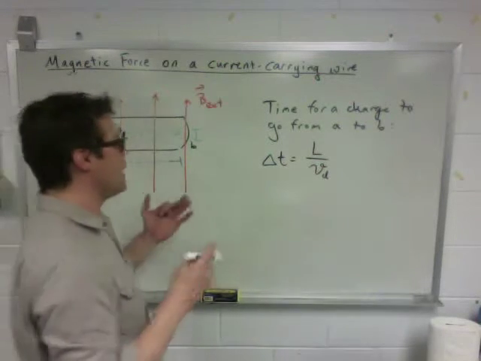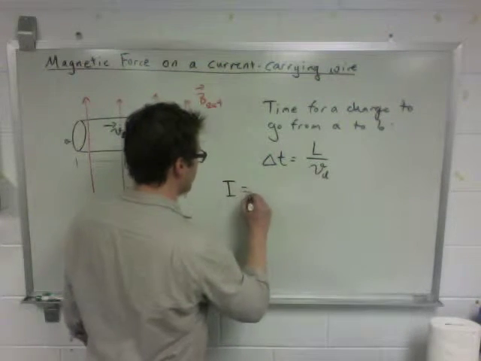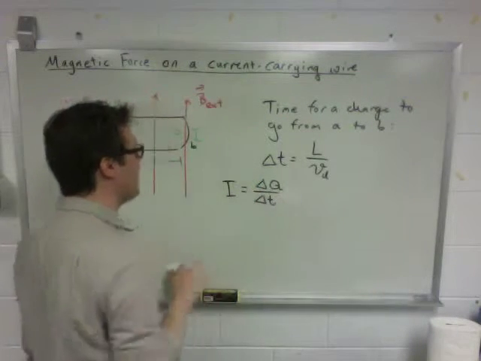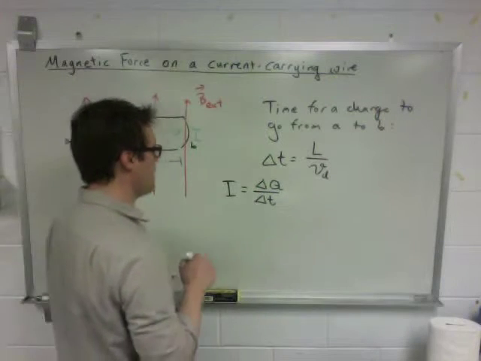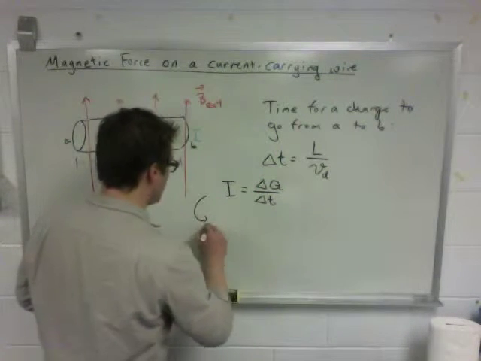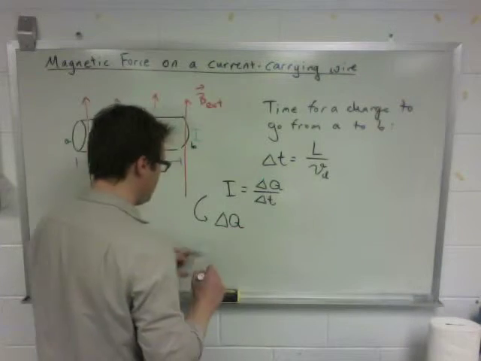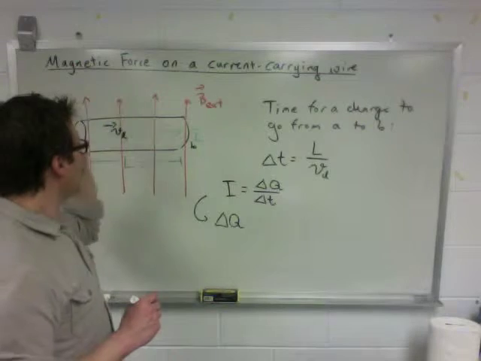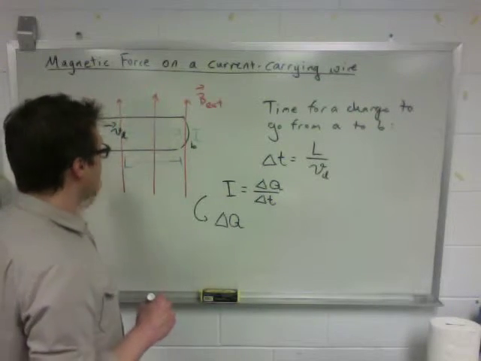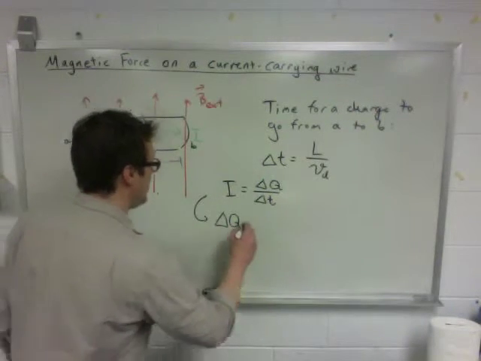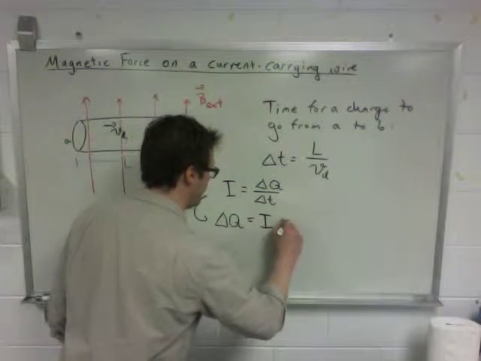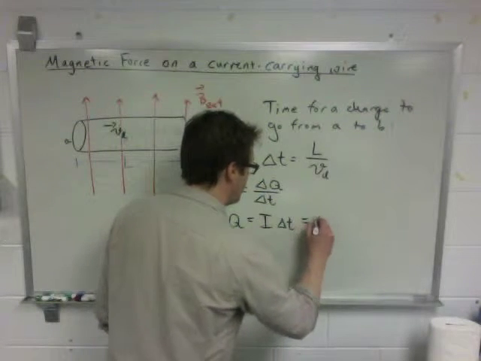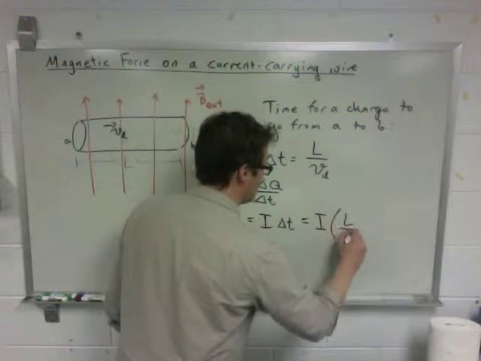Now, another thing is we know that current is delta Q over delta T. It's the amount of charge passing by a fixed point in space divided by the time interval. So I could modify this a little bit to calculate delta Q. Delta Q you can think of as the amount of charge passing a fixed point on this wire in some time interval delta T. That would be I times delta T from this formula right here. But we actually already know that that's I times L divided by v_d.